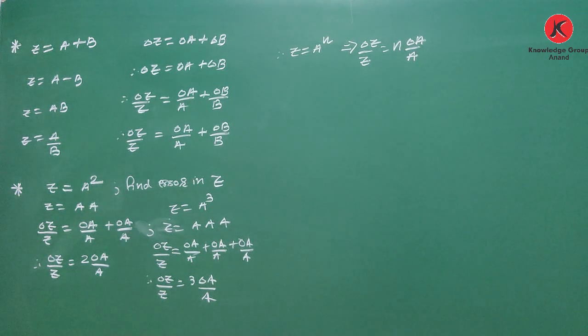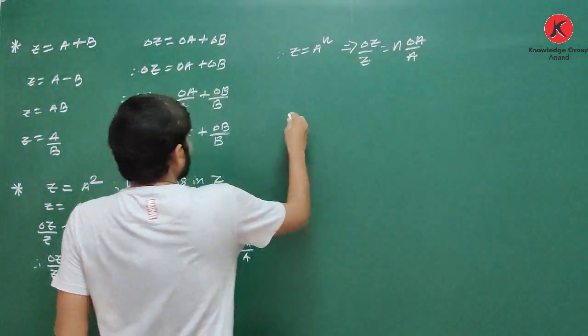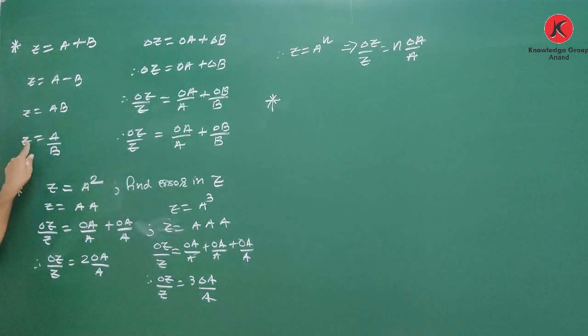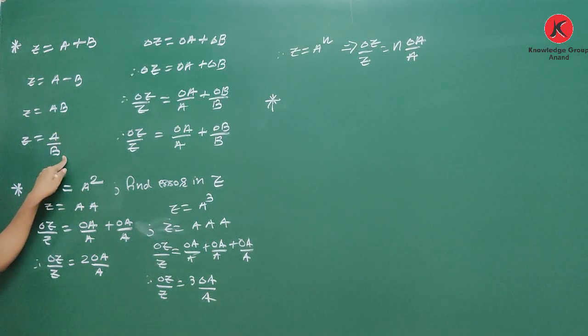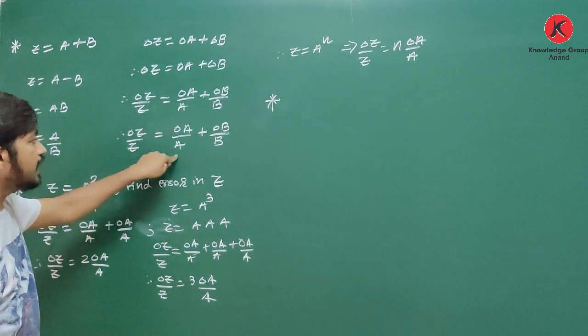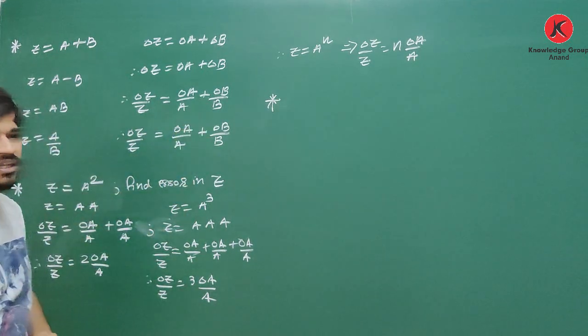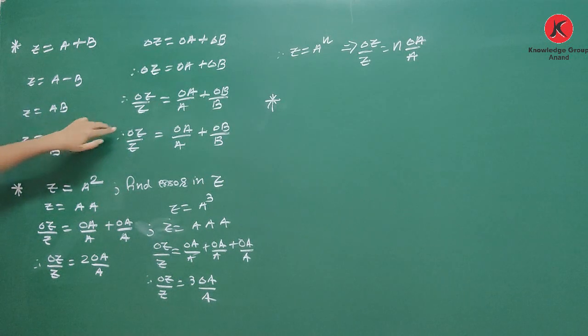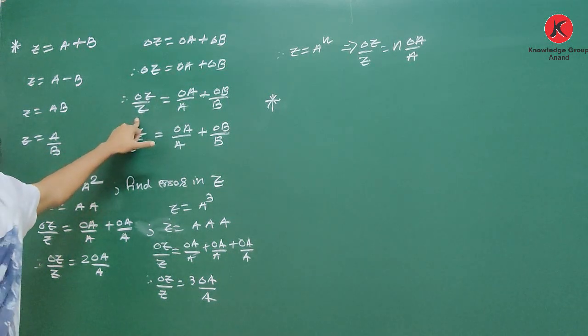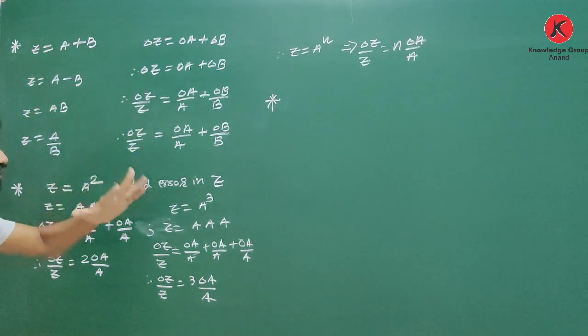Okay, next one is, if you are given a physical quantity, say z is equal to A divided by B, then in relative error it is delta A upon A plus delta B upon B. See, in these two cases, the relation for error is the same, because errors are always added.